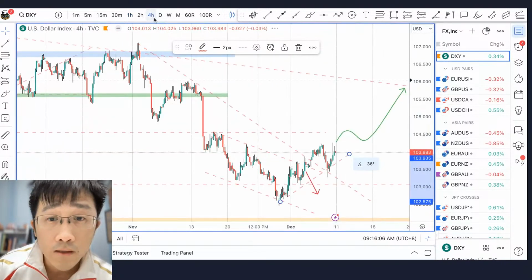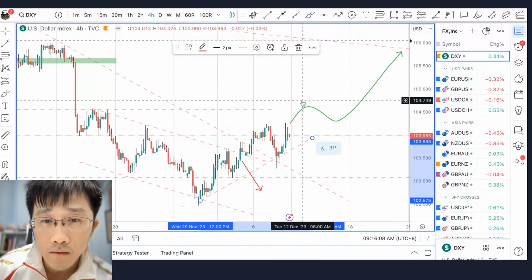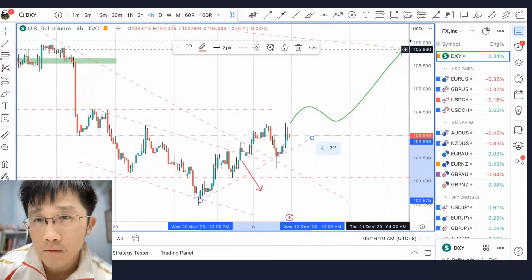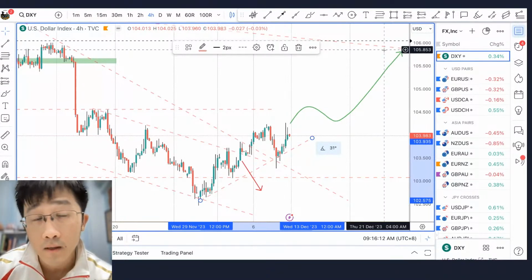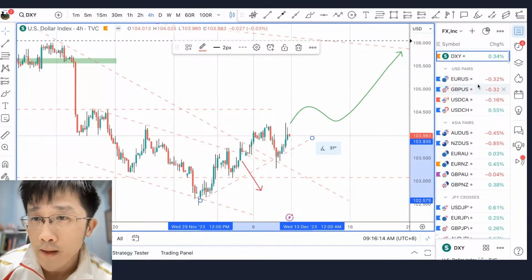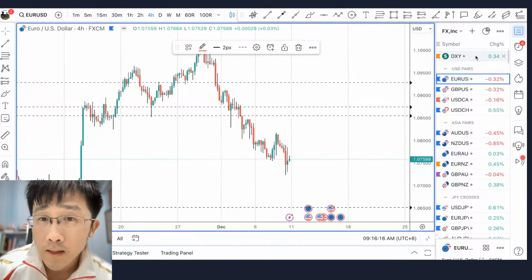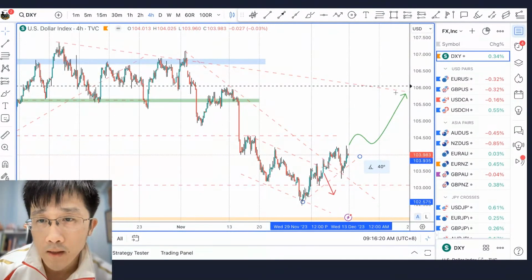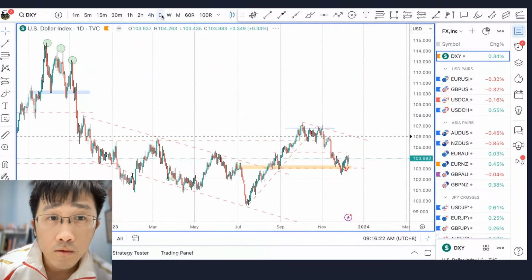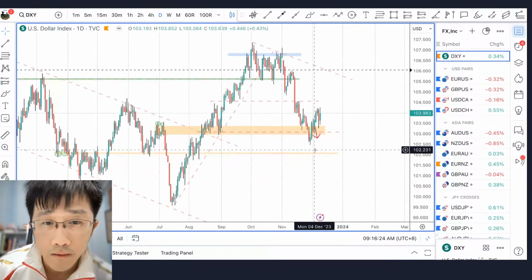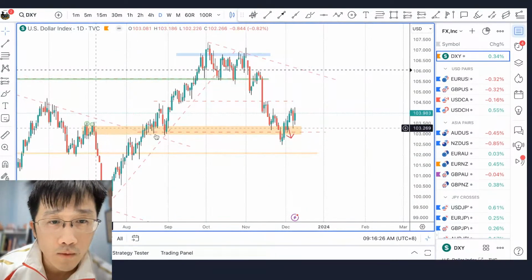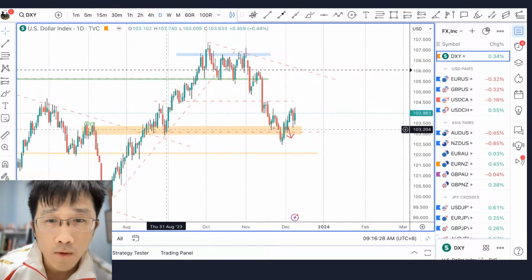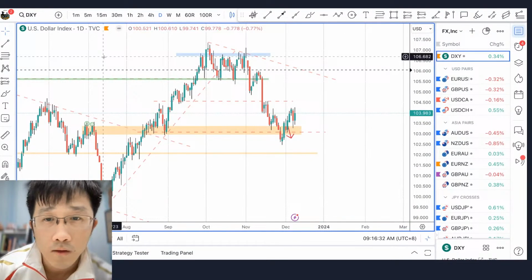Okay, so that's on the US dollar. Likely it could be testing over here before it has any pullback. That was the USD downtrend line over here. Likely this also coincides with the turning point over here on the daily. Okay, this is on the USD.